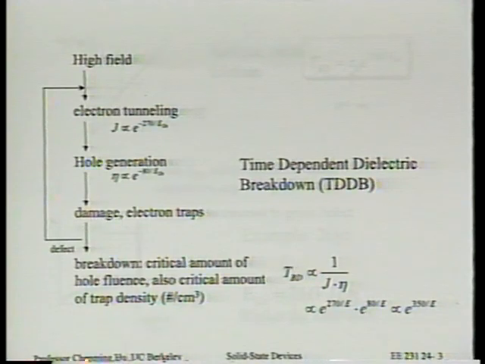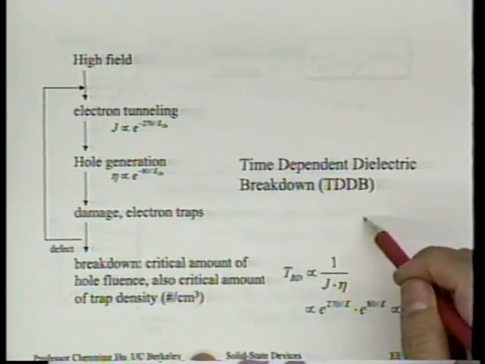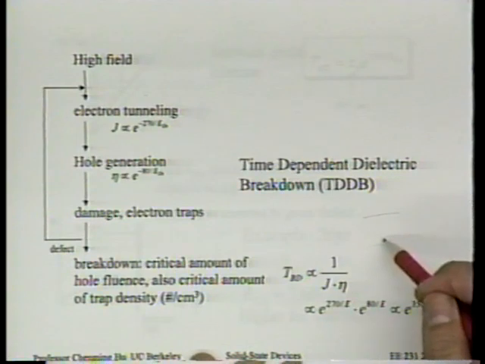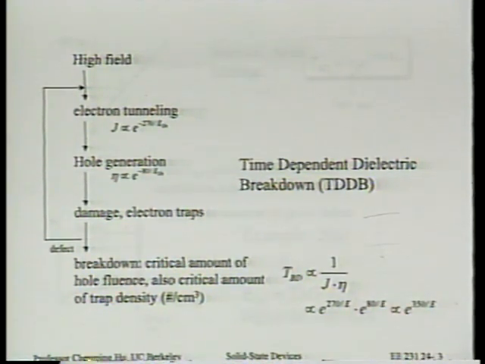Okay? And when these electron traps reach a certain critical density, all right? At that density, presumably, we have a high probability that several traps will line up, perhaps. That's why there's a critical density for these traps. And that will cause breakdown. Okay? So this happens when a critical amount of electron traps exist, and also a critical amount of hole fluence. All right? And in fact, there are some numbers even given for this density, let me remember what that number is.